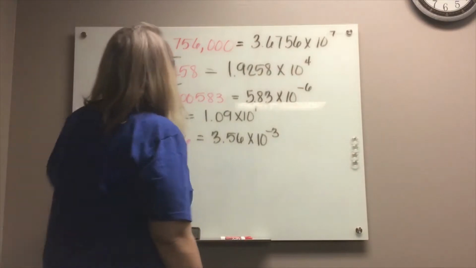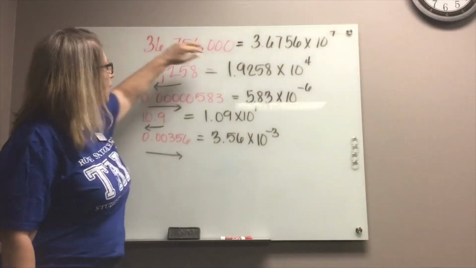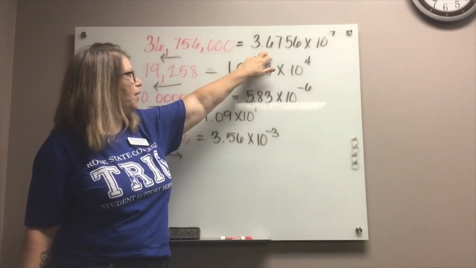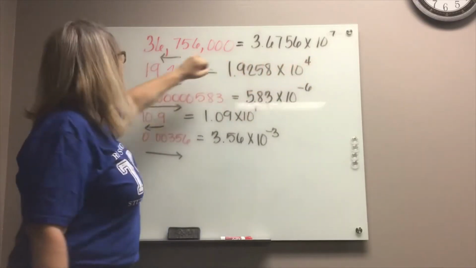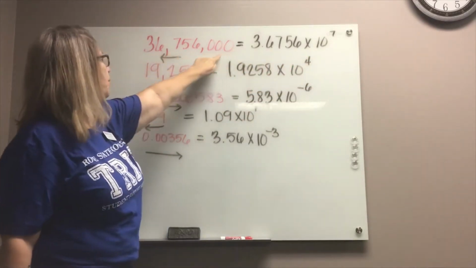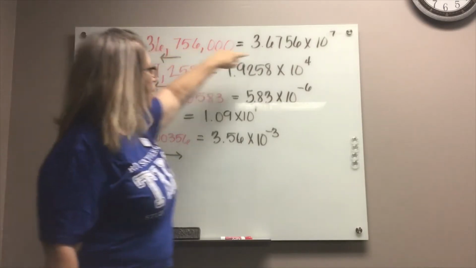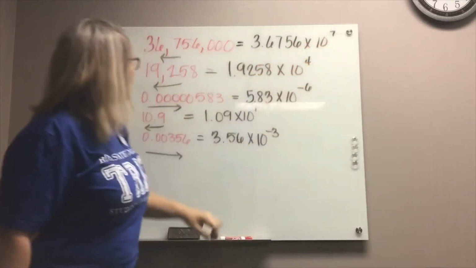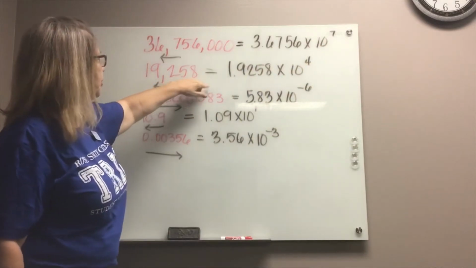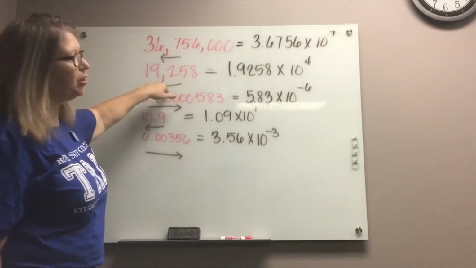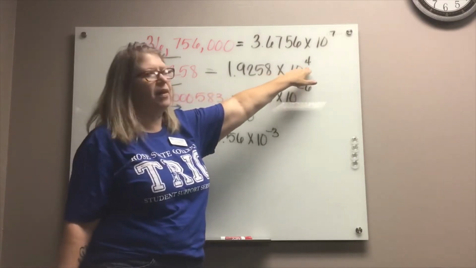Okay, so scientific notation for the first one is 3.6756 times 10 to the 7th. As you can see, we moved our decimal point 7 places to the right. So that gives us a positive exponent. Same thing for number 2. We moved it 4 places to the right, and we have a positive exponent.